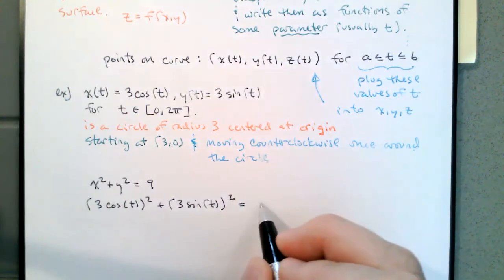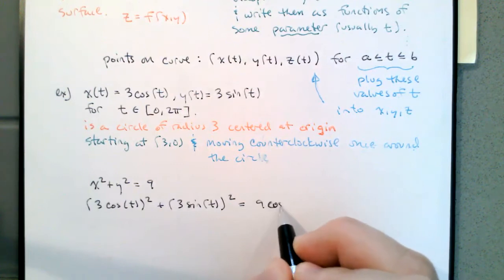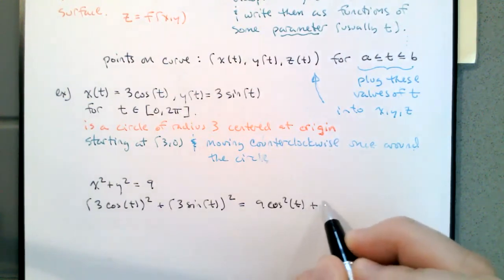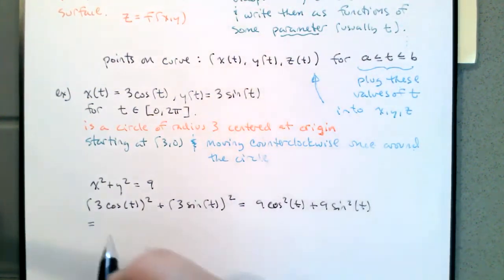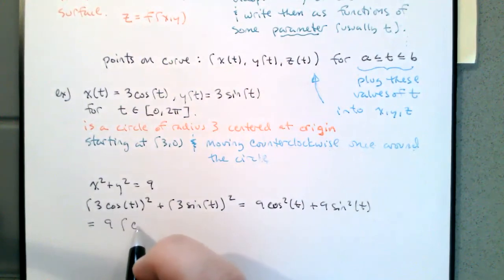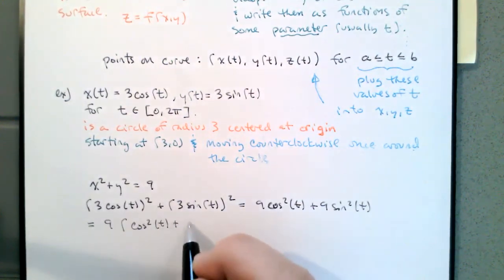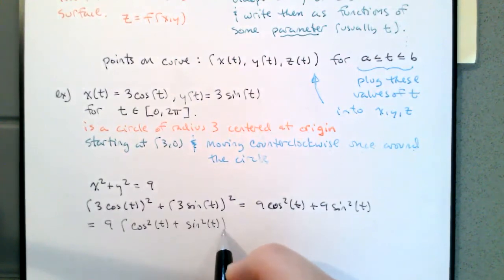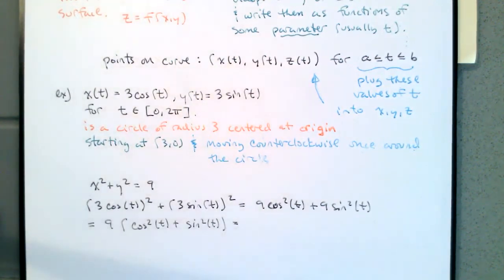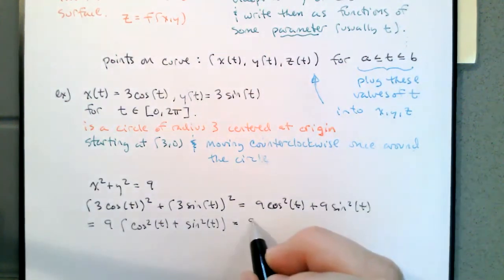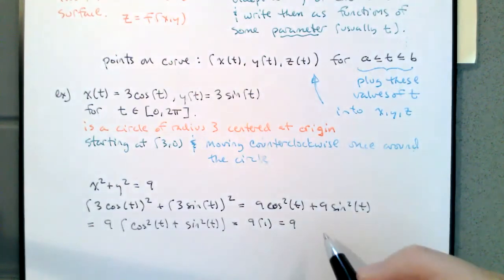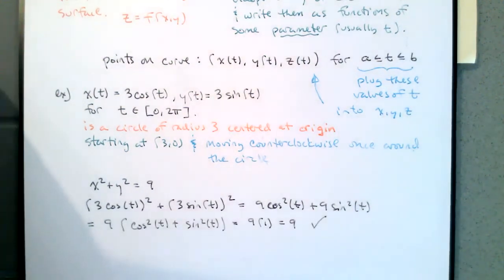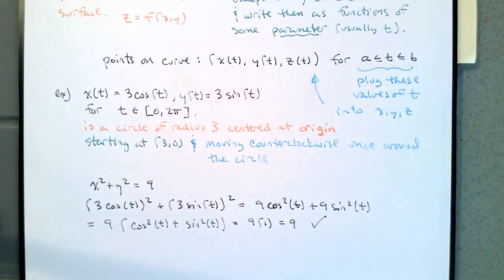we're going to get 9 cosine squared plus 9 sine squared. If we factor out the 9, we have 9 times cosine squared t plus sine squared t. Cosine squared plus sine squared, that's our favorite Pythagorean identity. That's just 1. So it looks like everything checks out. It's good that these descriptions are interchangeable. Otherwise, something would be horribly wrong.